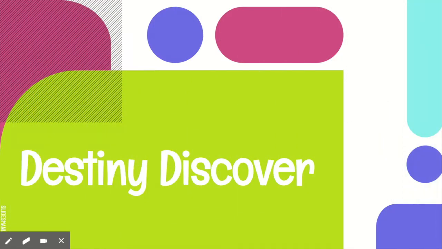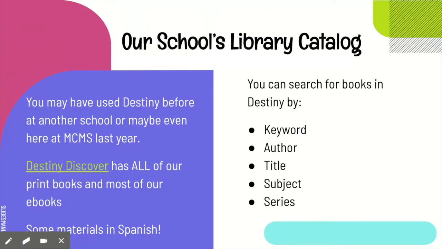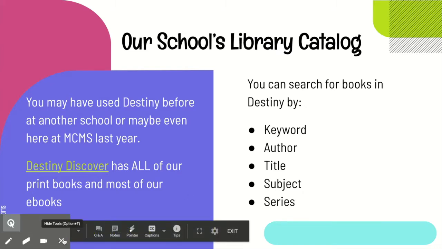All right, first thing we're going to dig into is Destiny Discover. Destiny Discover is our school's library catalog. If you have been here at MCM already last year, or if you were in lots of the other Kentucky school districts, we use Destiny and Destiny Discover as our school library catalogs. So for us, Destiny Discover has all of our print books and most of our ebooks. Some materials are in Spanish, some materials are bilingual.